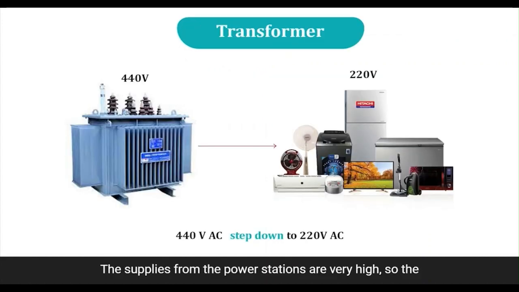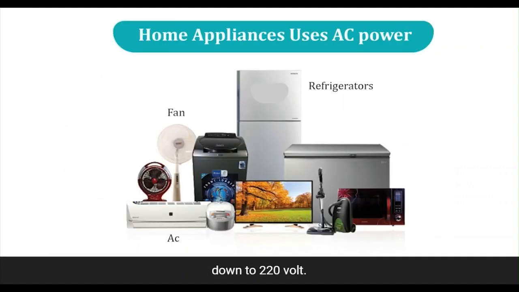The supply from the power stations is very high, so transformers are used to transform the higher voltage to a lower voltage. As well, in electronics, a lower voltage can also be stepped up to a higher voltage. As you can see in the picture, the 440 volts is stepped down to 220 volts.